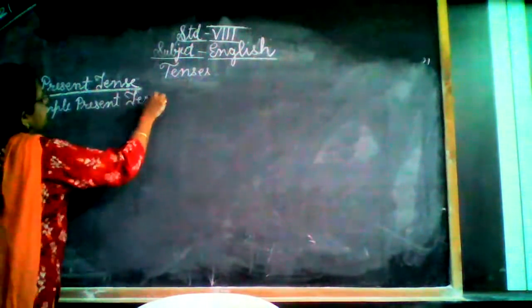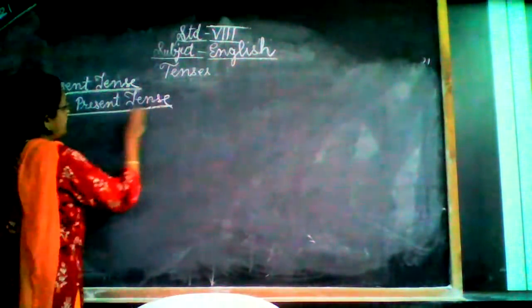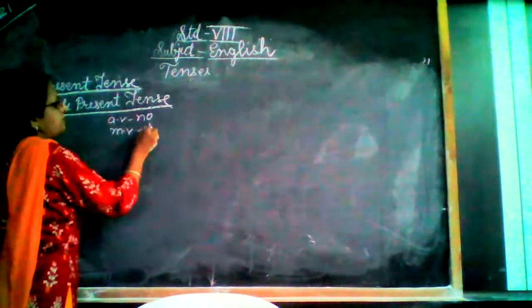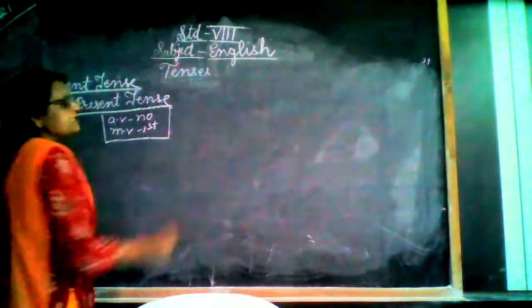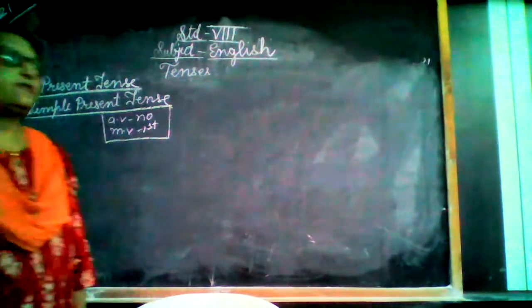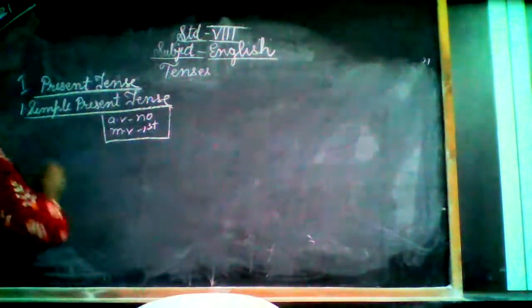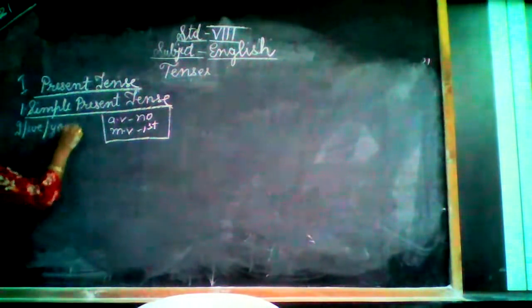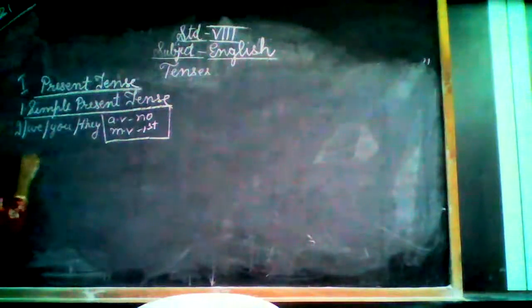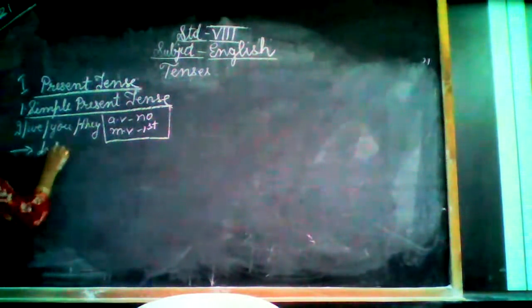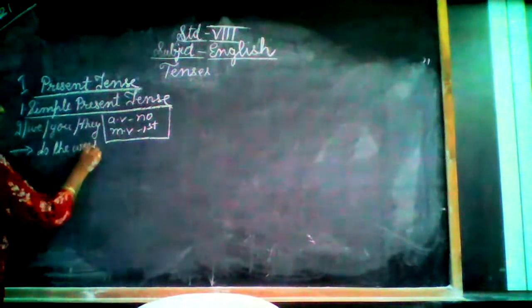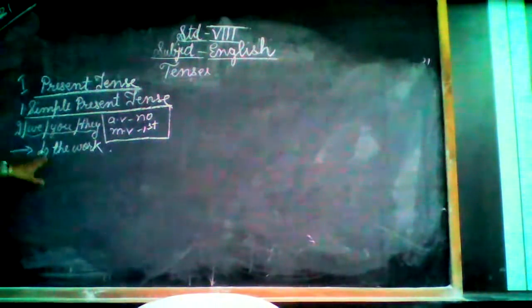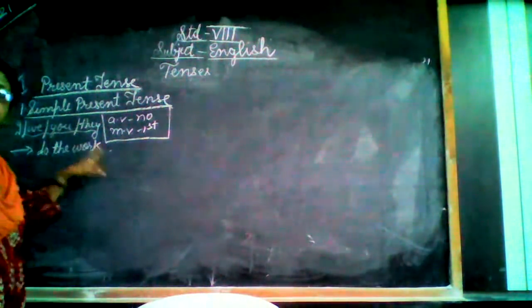In simple present tense, we have no auxiliary verb, and the main verb is in the first form. Here we will see I, we, you, and they do the work. All these four will run together: I do the work, we do the work, you do the work, and they do the work.